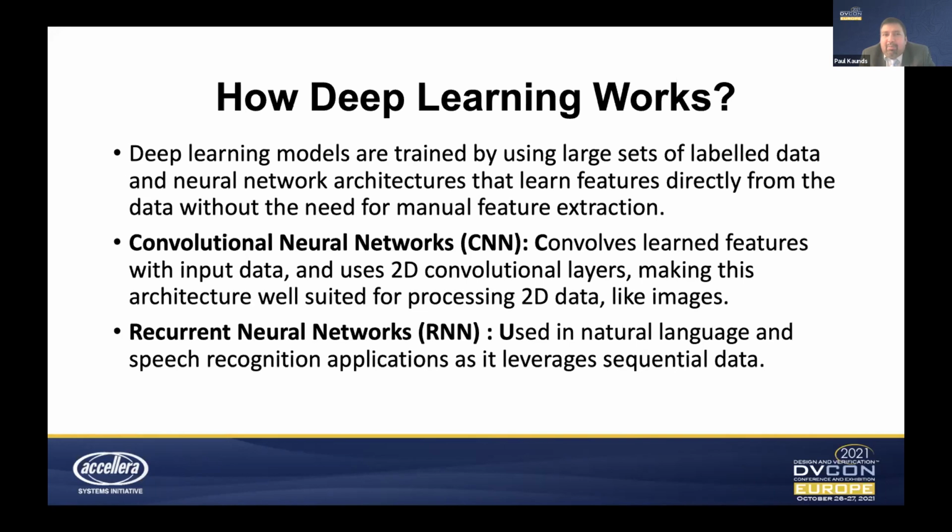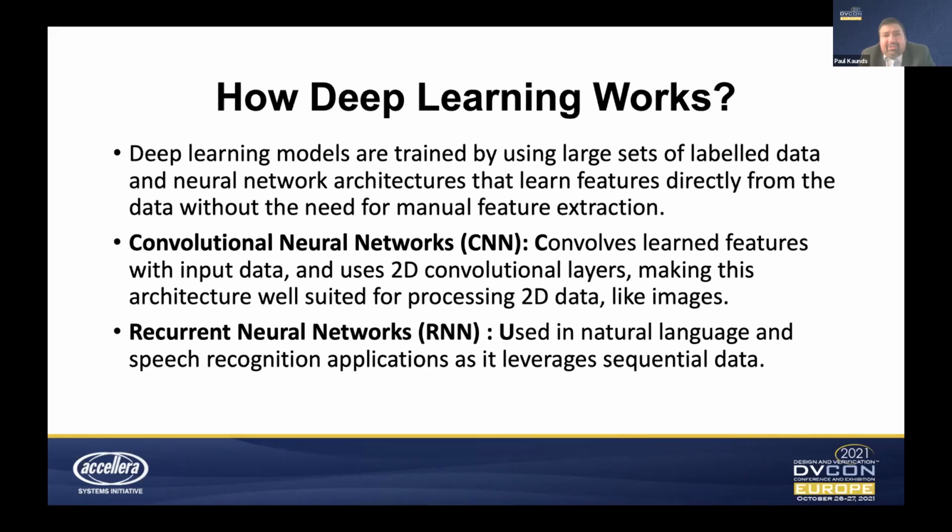Deep learning models are trained by using large sets of labeled data and neural network architectures that learn features directly from the data without the need for manual feature extraction. There are two types normally heavily used, that is convolutional neural networks and recurrent neural networks.